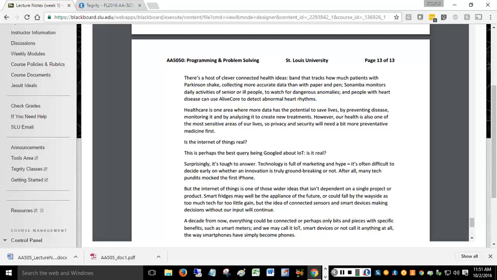Bands that track how much patients with Parkinson's shake, collecting more accurate data than paper and pen. Tracking the daily activities of seniors or ill people to watch for anomalies. People with heart disease and so forth. Healthcare is one area where more data has the potential to save lives by preventing disease, monitoring it, and analyzing it to create new treatments. However, healthcare is also one of the most sensitive areas because of privacy and security.